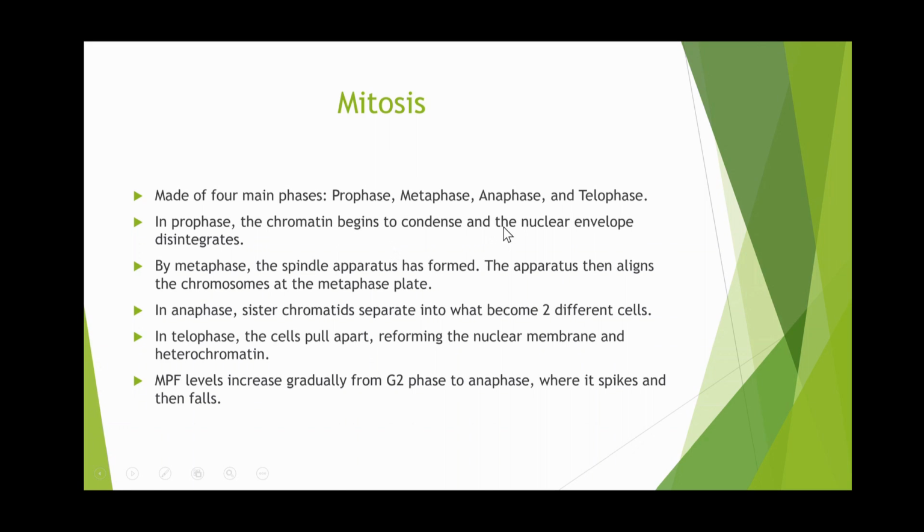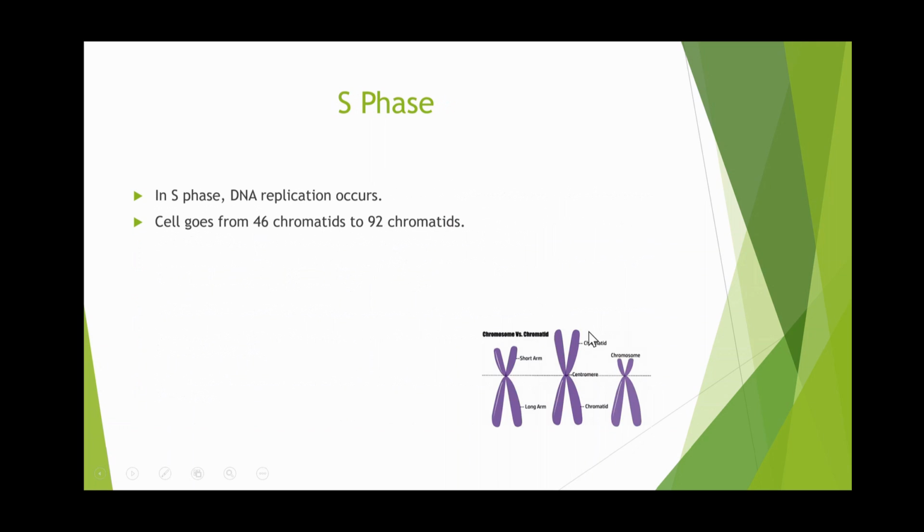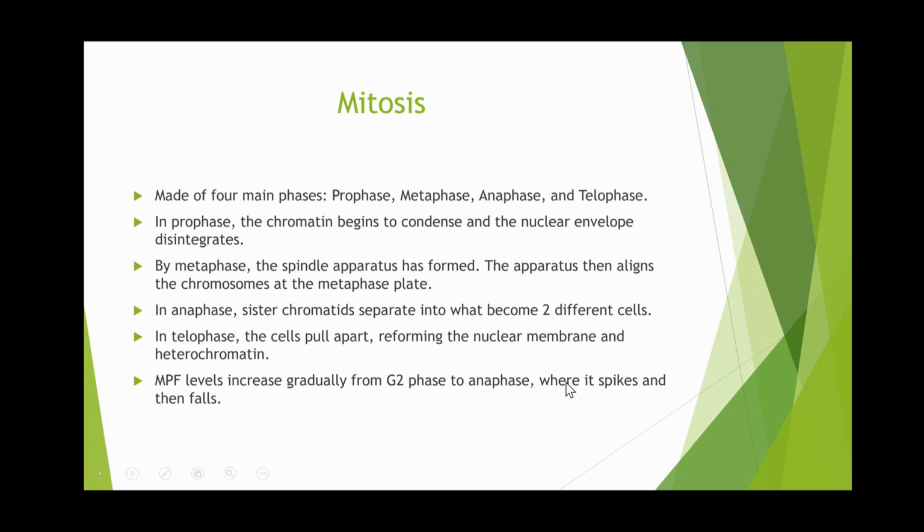So in anaphase, the sister chromatids, which are the 2 arms, as you can see here, of the chromosome, split into what become two different cells. And here also the MPF levels begin to fall drastically because the cyclin, like I said, gets destroyed.